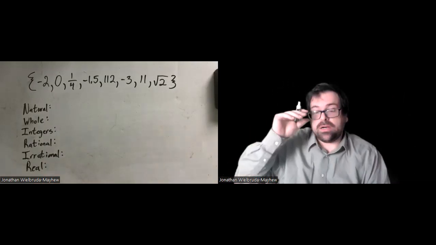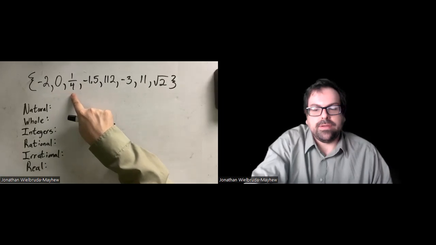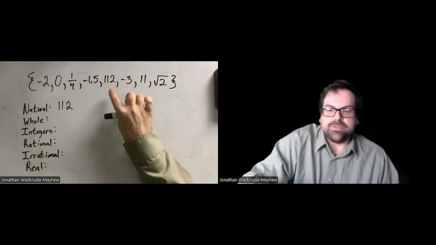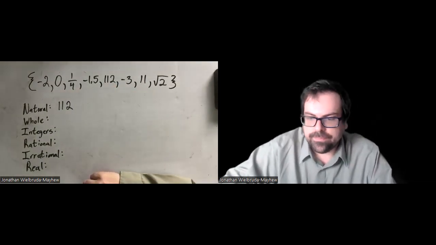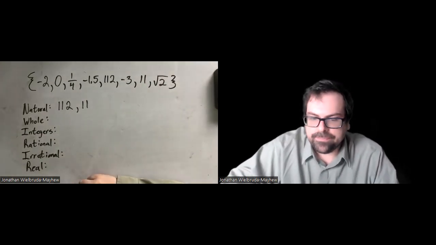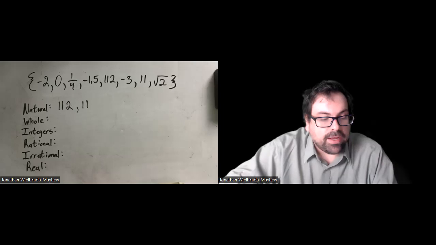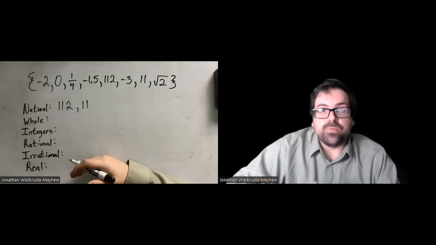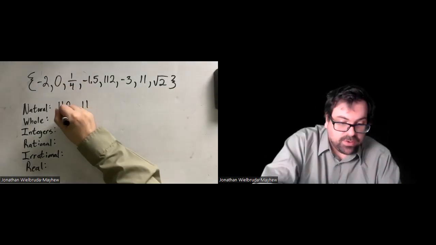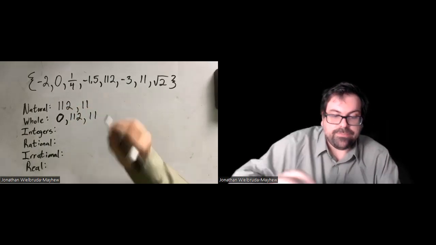So the natural numbers are our counting numbers. As we go through our set, the first one we come to that is a counting number is 112. We also have 11. What's the difference between natural and whole numbers? Well, if we add 0 to the natural numbers, we get the whole numbers. And there is 0 in our set. So 0 is a whole number. And then our natural numbers, 112 and 11.